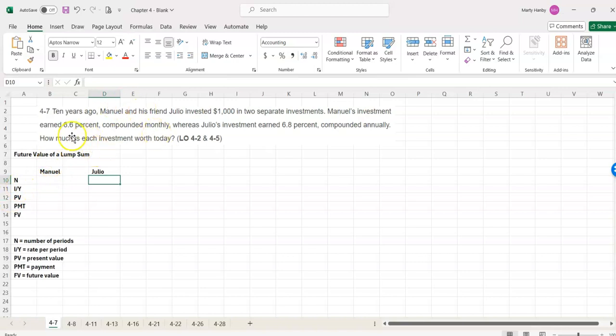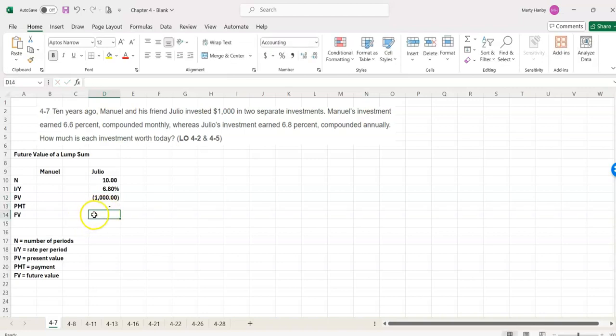So we'll start with Julio because that's a simple one. The compounded annually, we just literally enter the information. So we got 10, and then the interest rate is 6.8, so 0.068. And if I come up here, I hit the percent key. Don't have to do this, but easier to visualize when you format it. So minus 1,000 is the present value. That's how much you deposited.